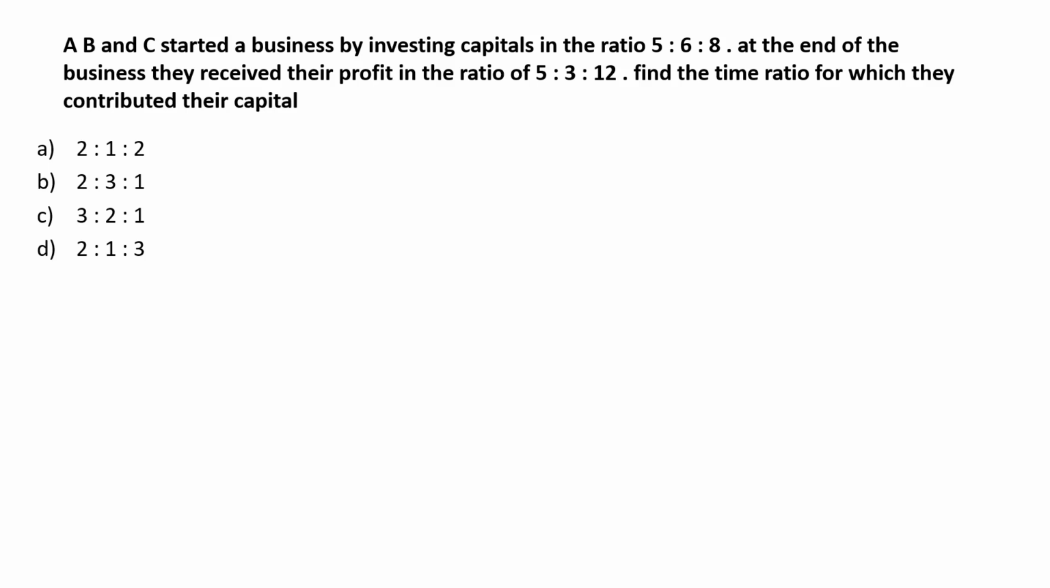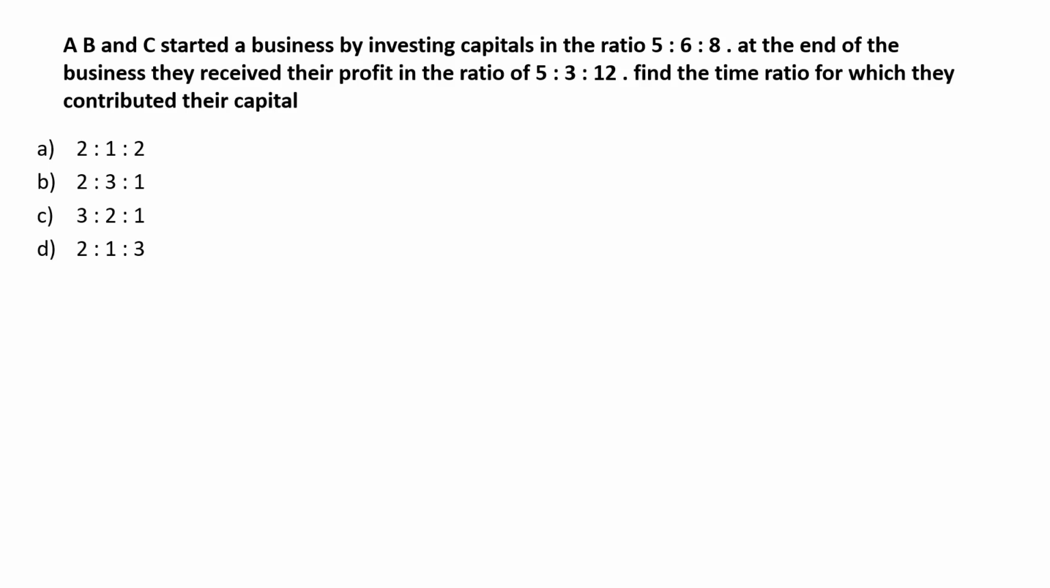Here is the first question. A and B started a business by investing capitals in the ratio of 5 is to 6 is to 8. At the end of the business, they received their profit in the ratio of 5 is to 3 is to 12. Find the time ratio for which they contributed their capitals.